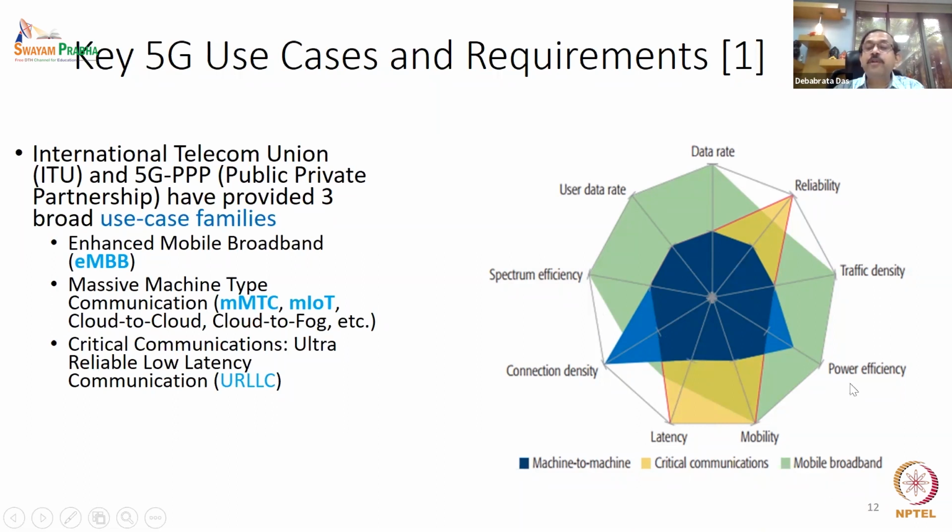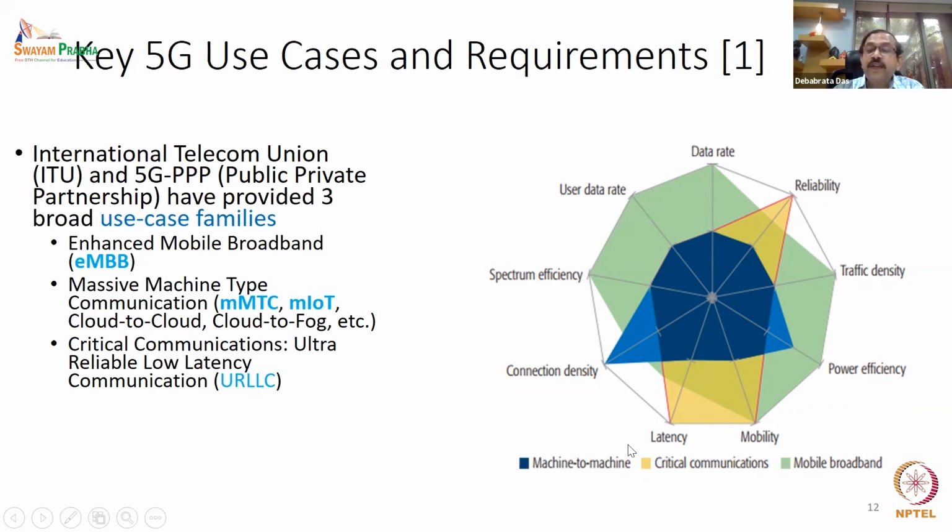And the mobile broadband, the green color. See, your mobile traffic density will be high, data rate will be high, because all of you are watching multimedia information and all. Spectrum efficiency has to be high. So this is the green color one. So these three are the three different demands from the same 5G networks.